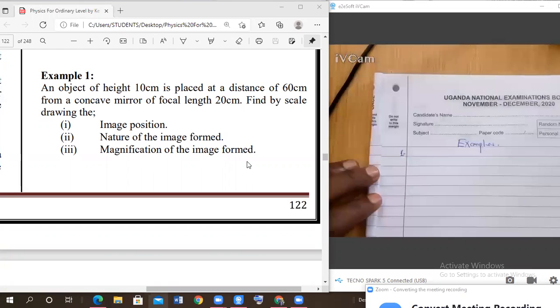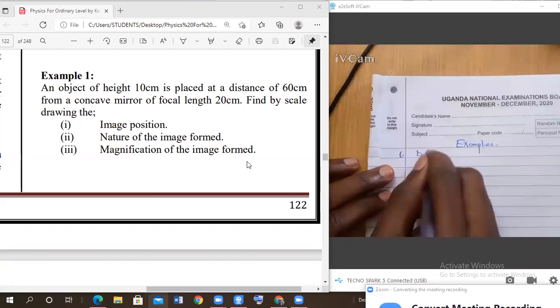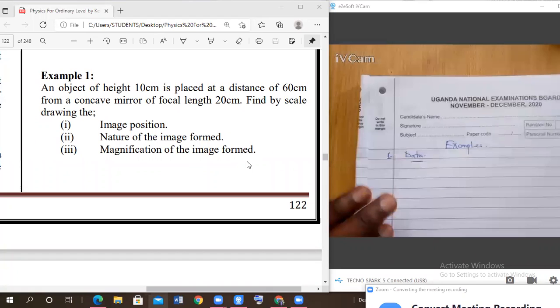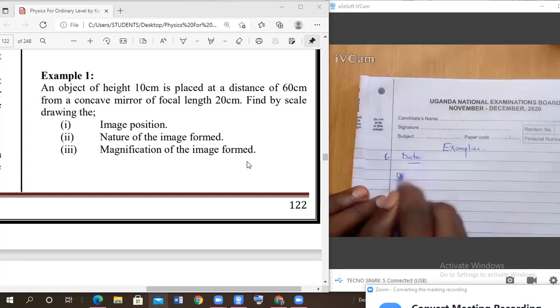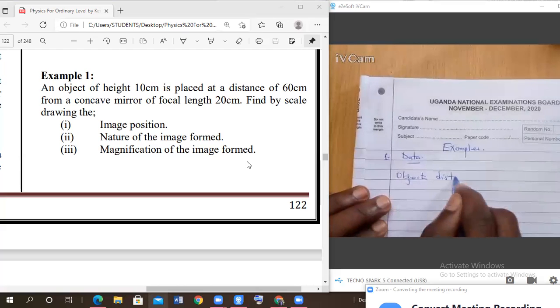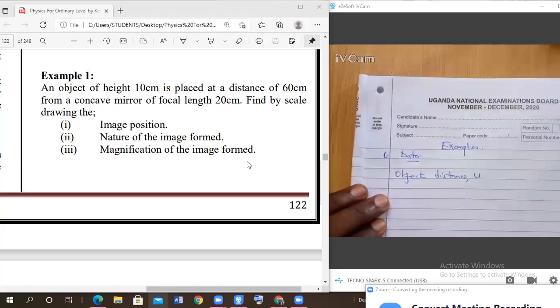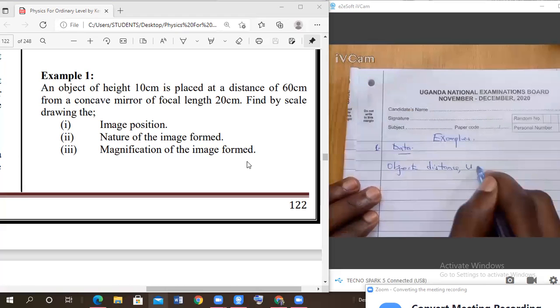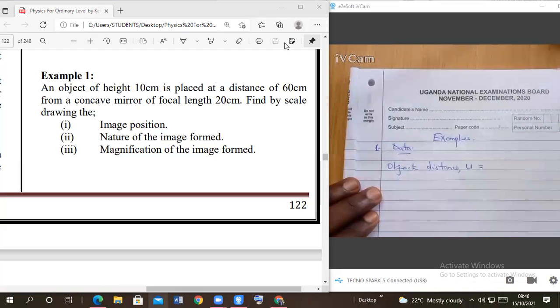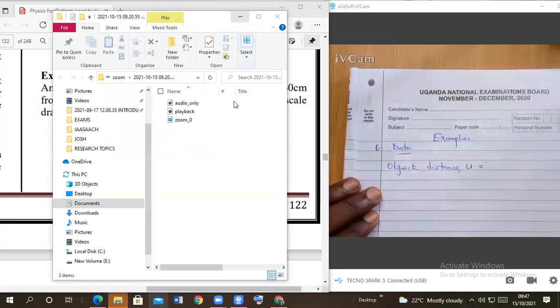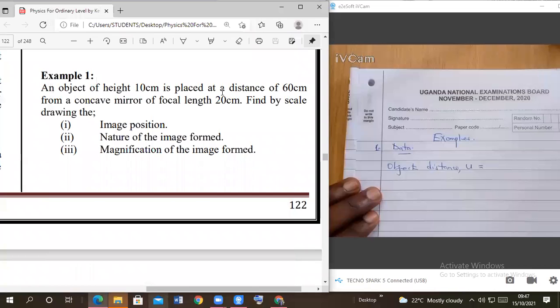So we have to collect our data here. Data is very important. You need to know all the information I've given you. Object distance: which letter do we use for object distance, members? We use letter U. So what is our U? Placed at a distance of, our U is 60.